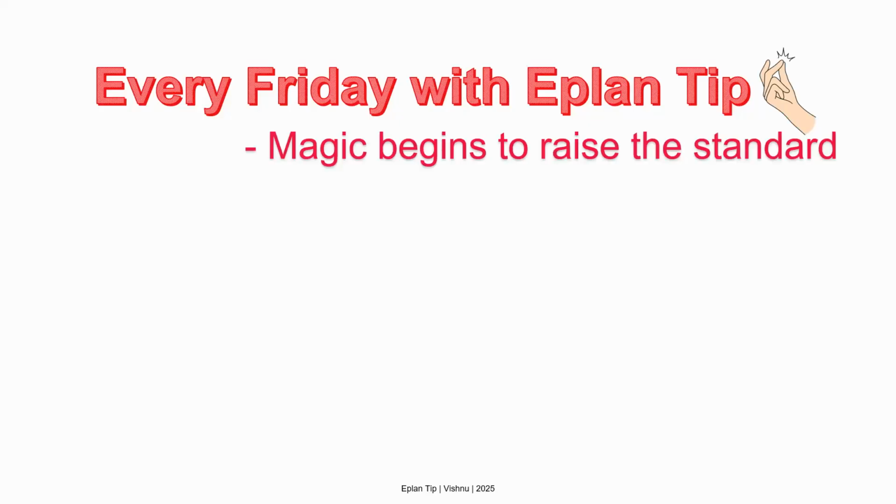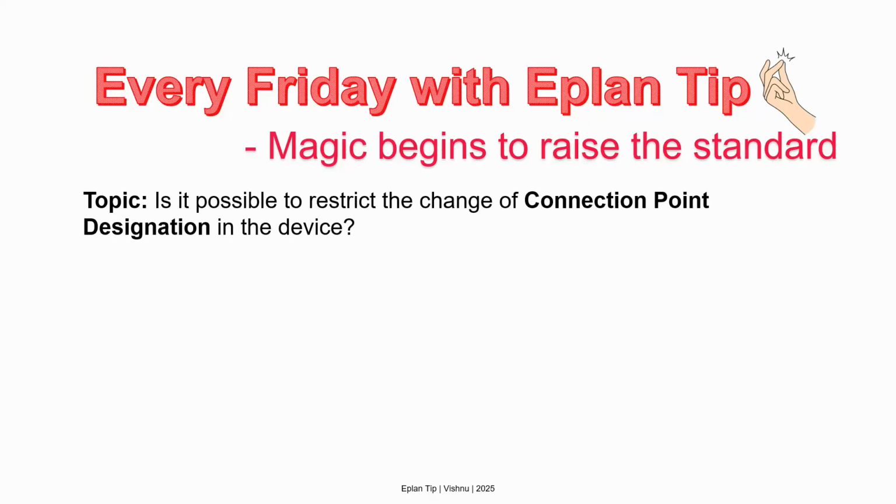What is today's topic? I want to ask a question: is it possible to restrict the change of connection point designation in the device? It means I don't want to modify a connection point definition if it is already given. So if somebody goes and modifies it, it should not allow them to do that. Is it possible to restrict this in EPLAN?